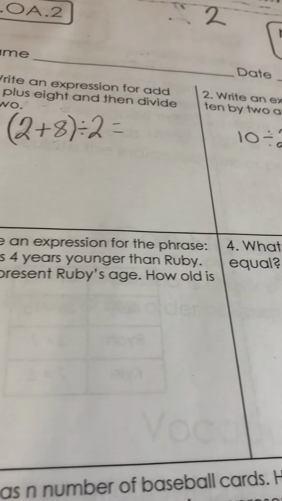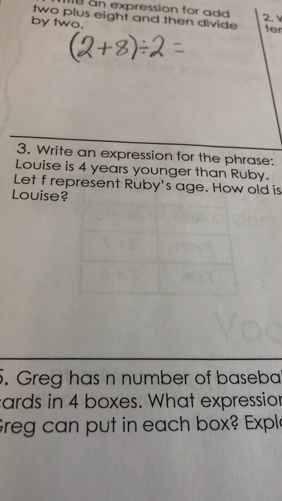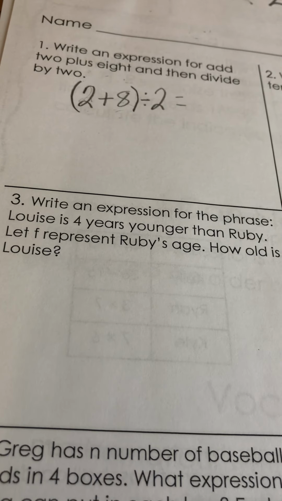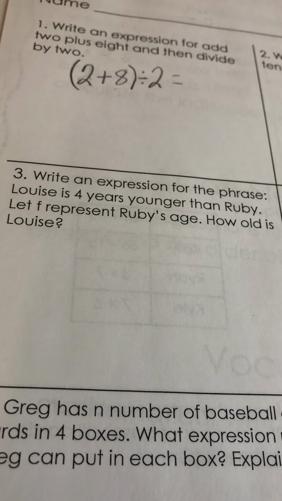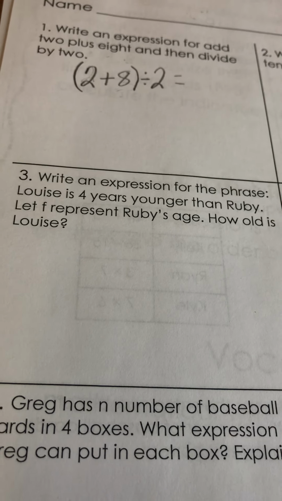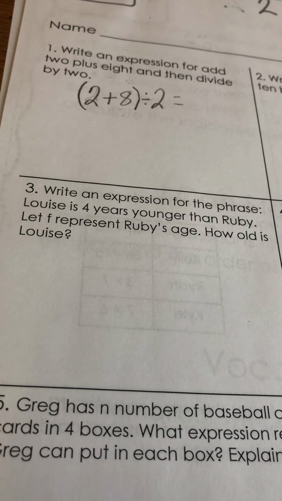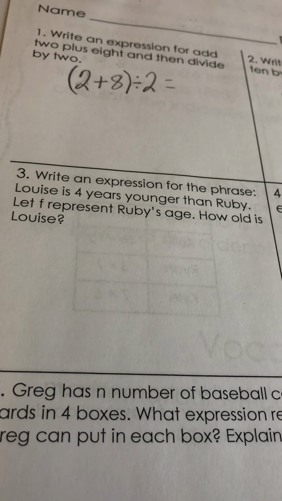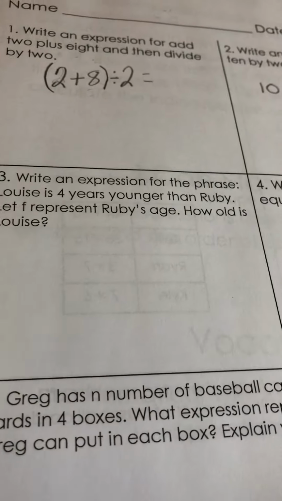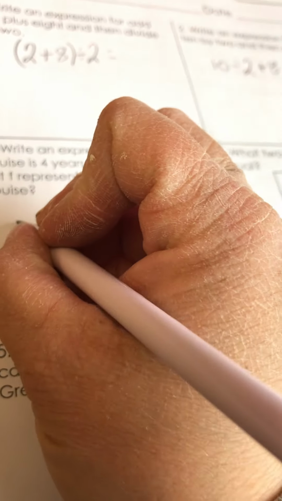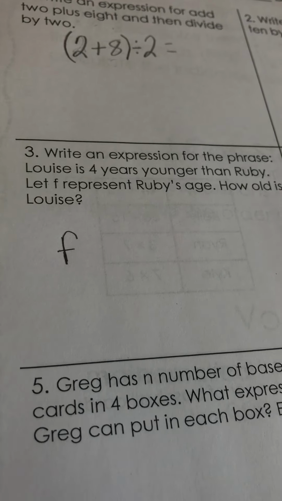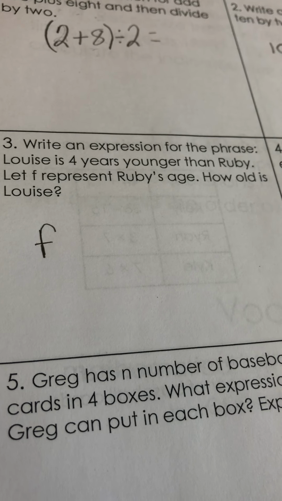Okay, let's look at number 3. Write an expression for the phrase, Louise is 4 years younger than Ruby. Let F represent Ruby's age. How old is Louise? So we know that Louise is 4 years younger than Ruby, but we don't know how old Ruby is. So F is going to represent her age. We don't know what that number is. That's going to be our variable.